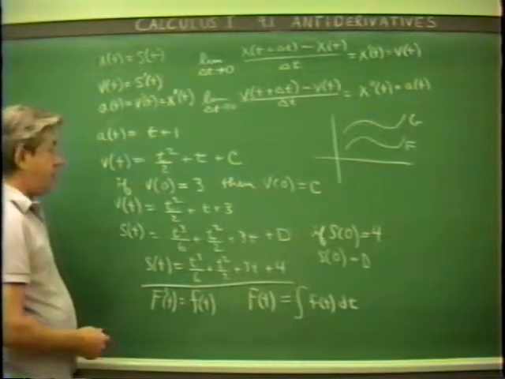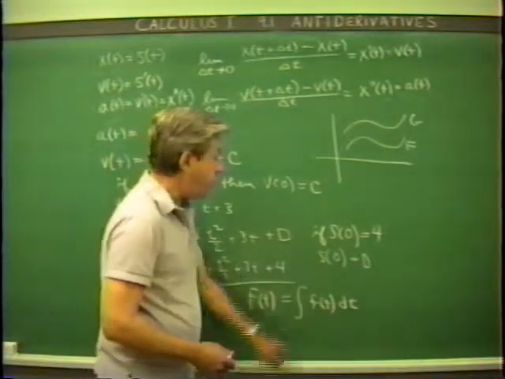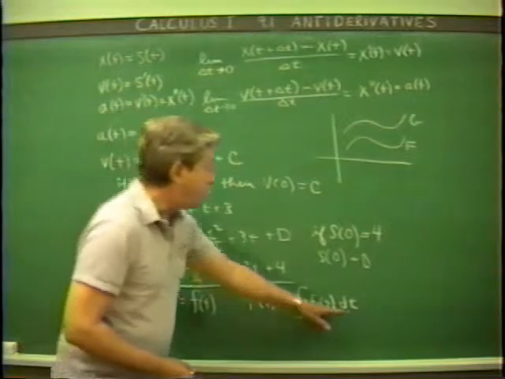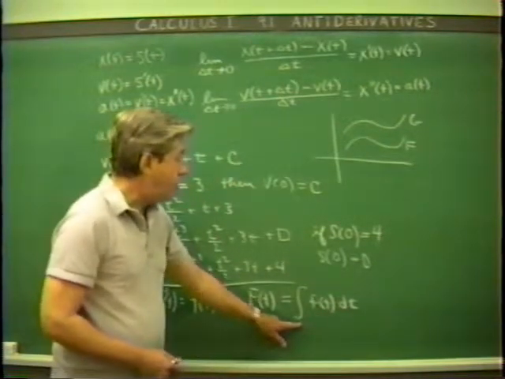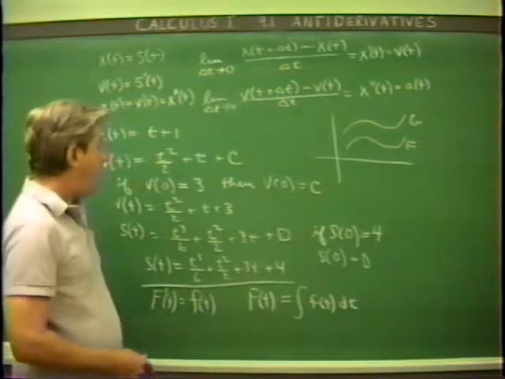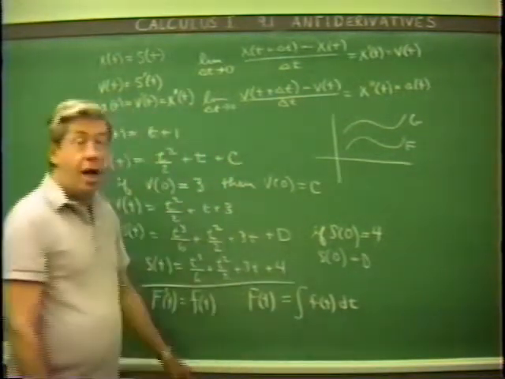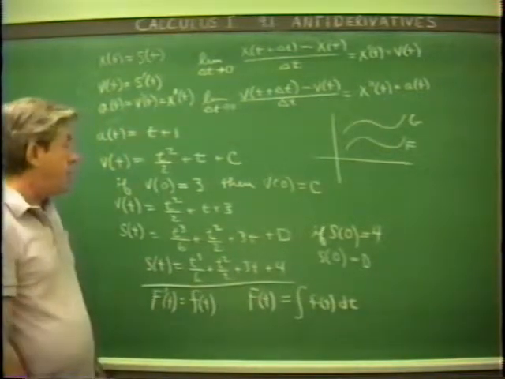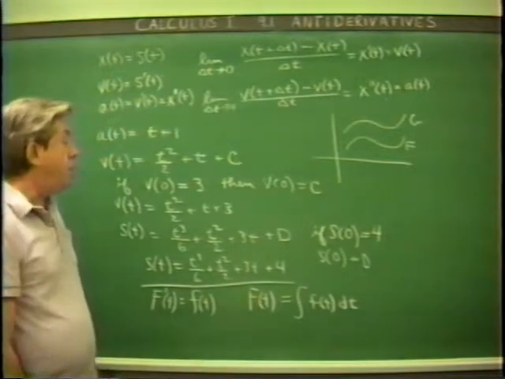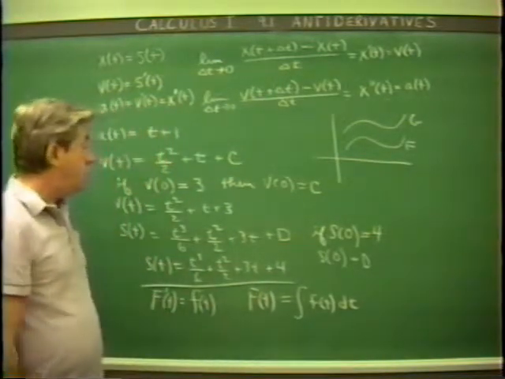That's to say, if capital F prime of t is little f of t, then capital F of t is the antiderivative of little f of t with respect to t. That's how this is read, the antiderivative of f of t with respect to t. And antiderivatives are not unique, but they are unique up to an additive constant.